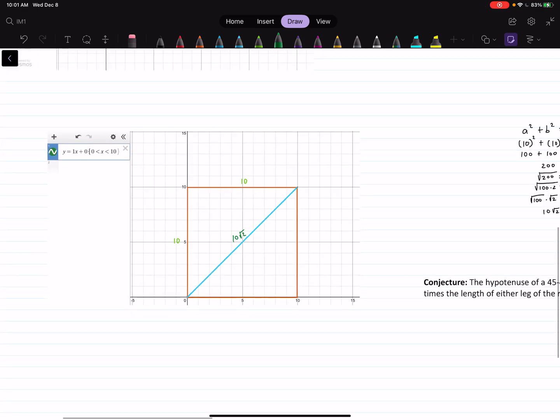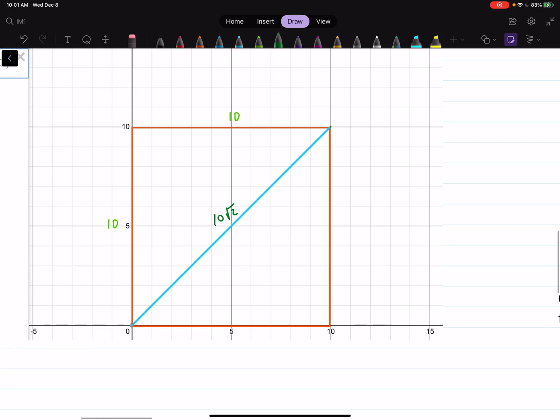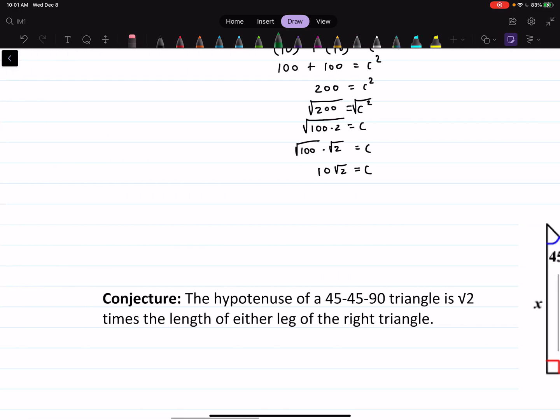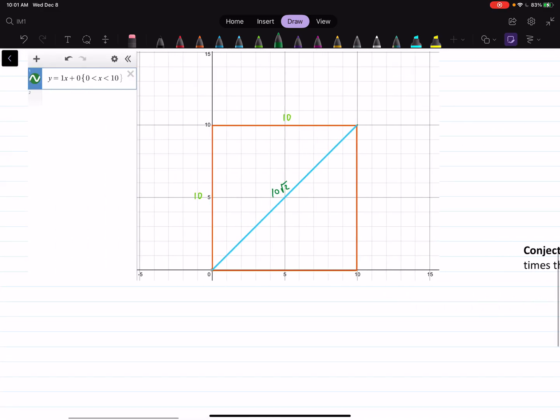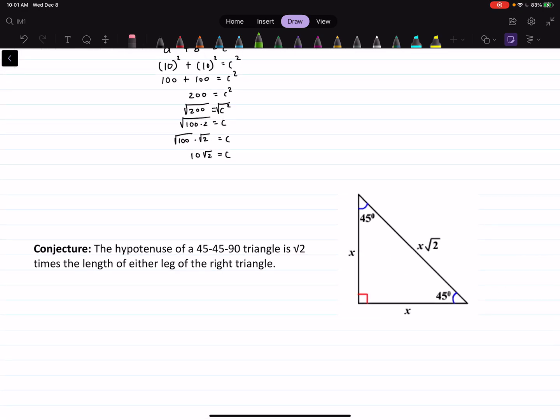But you don't have to use the Pythagorean theorem. You could use the conjecture that we've learned. So as you can see, the lengths are 10, right? If this was 10 and that was 10, if x is equal to 10, then the hypotenuse would be 10 square root of 2. So my answer is going to be 10 square root of 2.